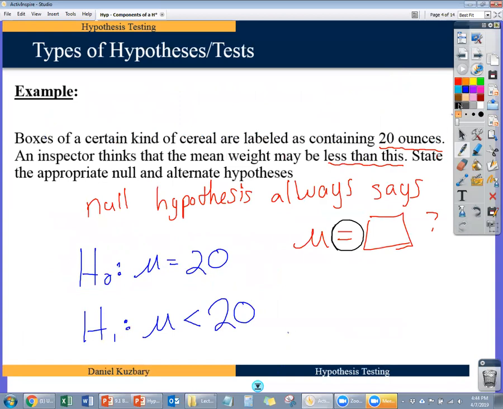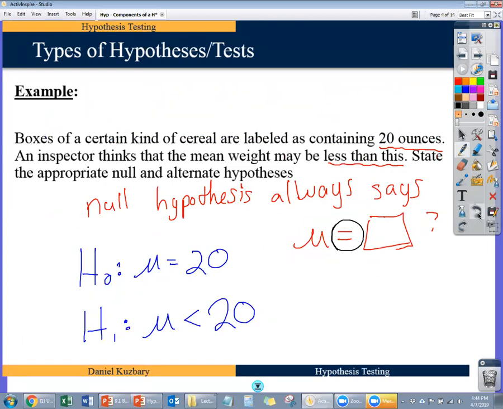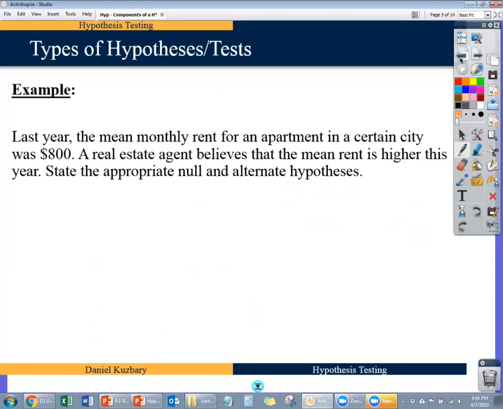So then when we go do the hypothesis test, which we're not doing in this video, we're going to assume this is true the whole time. And at the end of the test, we're either going to say, all right, it's 20, just like it should be. Or we're going to say, no, it's not. It's less than 20, like the inspector thought it would be. So those are two different conclusions. We either keep the null hypothesis that it's 20, or we get rid of it and we say, no, it's this thing instead.